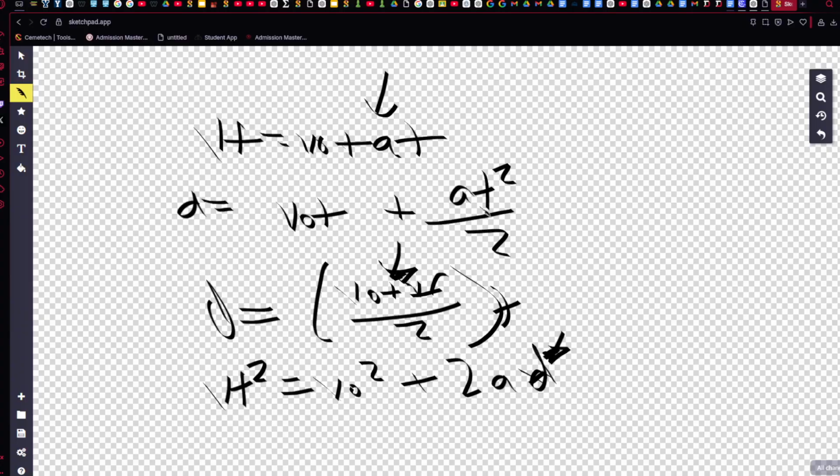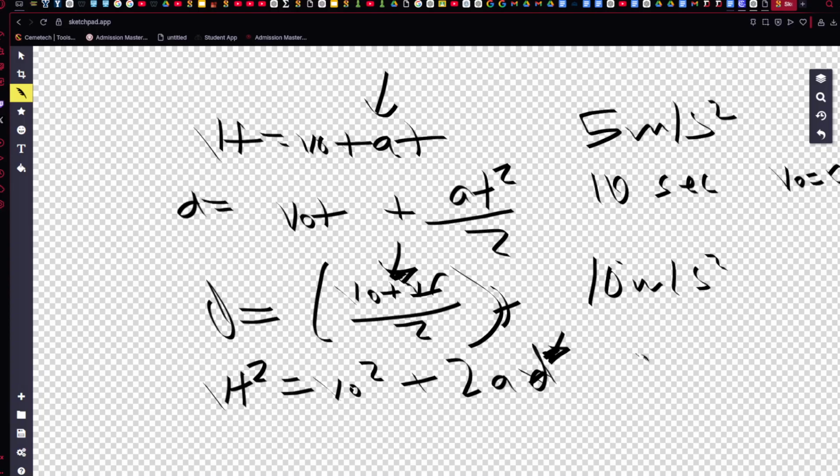Use these. Now these only work assuming constant acceleration. So if there are 2 accelerations given, you have to calculate them for 2 different times. So for example, if we're told that a car has a 5 meters per second squared acceleration for the first 10 seconds, and it starts at vo equals 0, and it has 10 meters per second squared for the last 10 to 20 seconds.